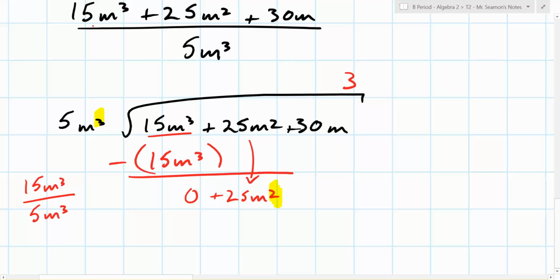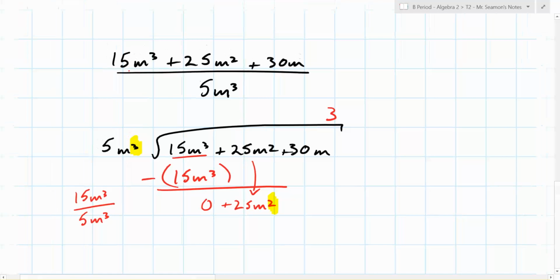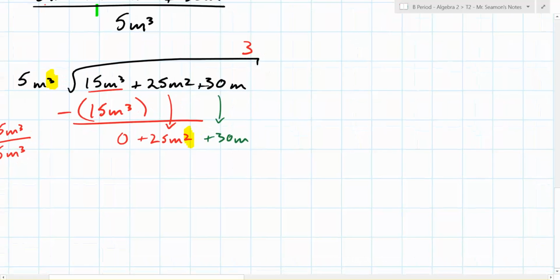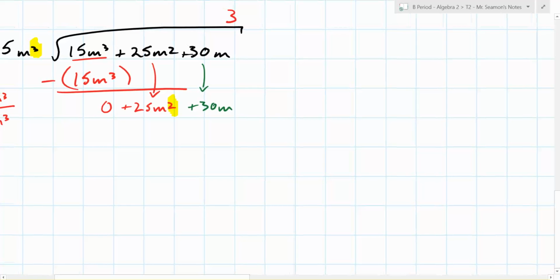So the power up here is 3. The power we have right now is 2. So at this point, what do we do? We stop. The key thing to do right now, though, is to be able to write out the final answer. So in addition to that 25, what else would you have to bring down at this point? 30m. The 30m. That's still there. You need to write the final answer, though. Who can tell me what the final answer is going to be based on these numbers right here?